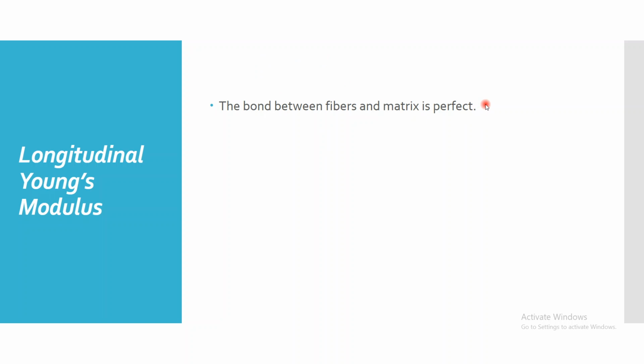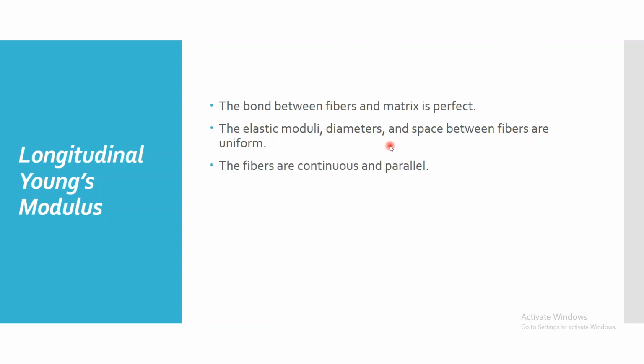The first one is the bond between the fiber and matrix is perfect. Means complete load transfer should occur from matrix to fiber. And elastic moduli of the fibers are uniform. Obviously, it is required, and fibers are continuous and parallel. Means there will be a continuous uniform distribution of the fibers, and they should be parallel. Okay? It is talking about the uniformity of the fibers.